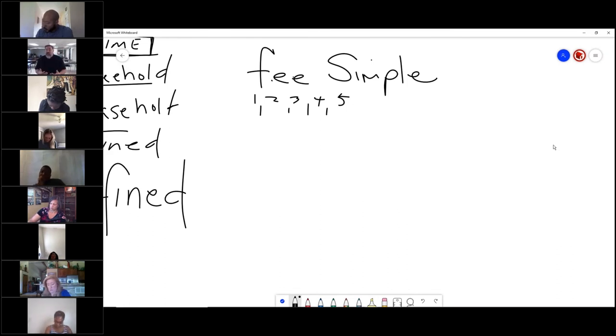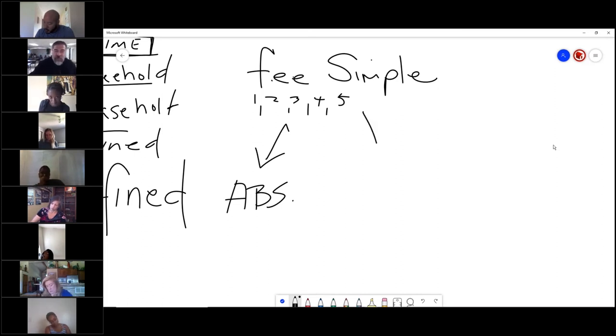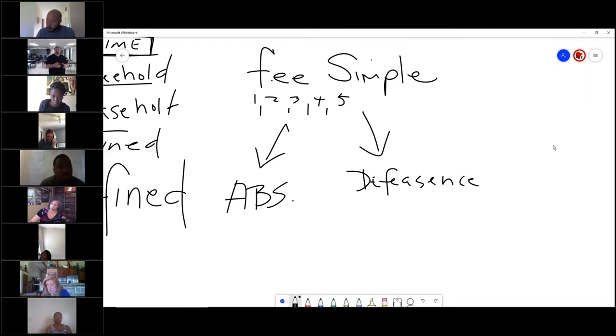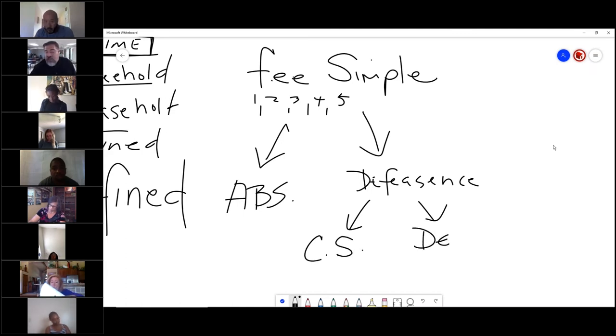And if I transfer them in their highest form, what's the highest form you can have? Absolute. You are absolutely correct. Now, I could also transfer less than the highest form. And that is a defeasance. Defeasance is a fancy legal word that means with a condition. I am going to convey the property to you, but I'm going to put some condition on it. And there are 2 of them: condition subsequent and determinable.